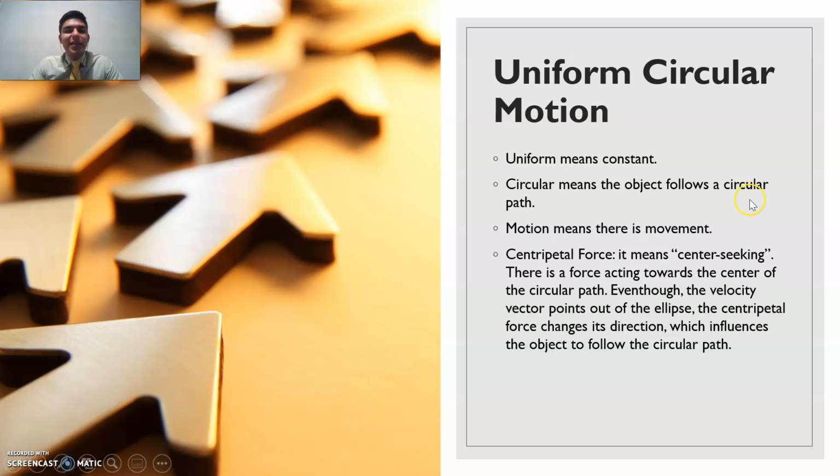All right, so let's continue. And let's talk about the uniform circular motion. Uniform means constant. Circular means that the object follows a circular path. And motion means there is movement. And also we have a little bit more about the centripetal force to expand it, and it means center seeking. There is a force acting towards the center of the circular path. Even though the velocity vector points out of the ellipse, the centripetal force changes its direction, which influences the object to follow the circular path. Pretty much what I was telling you about.